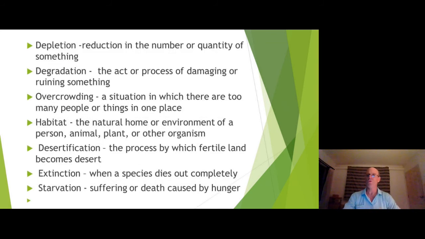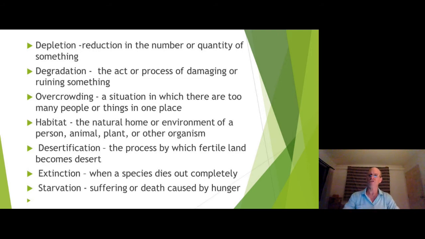Depletion comes from the verb deplete, meaning using something up. It's the reduction or the elimination in the number or quantity of something. Okay. Resource depletion means that we're using natural resources in a way that they're not available to generations in the future. As we already mentioned, degradation means the act or process of damaging or ruining something, harming something.